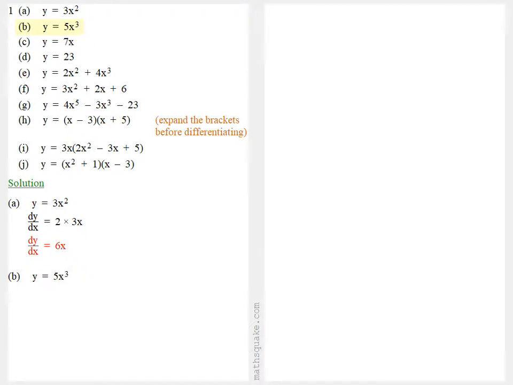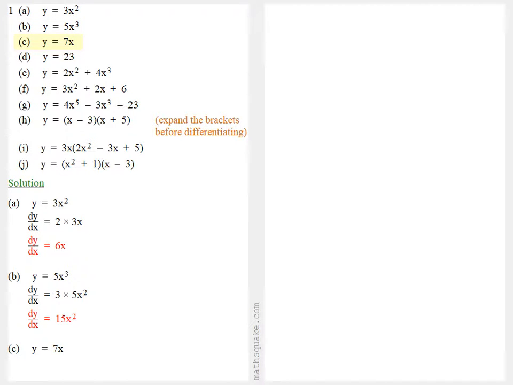In question b, you're given y is equal to 5x cubed. Now the power 3 is multiplied at the front and reduced by 1 as a power. So dy by dx is 3 times 5x squared. Well, that simplifies to 15x squared.